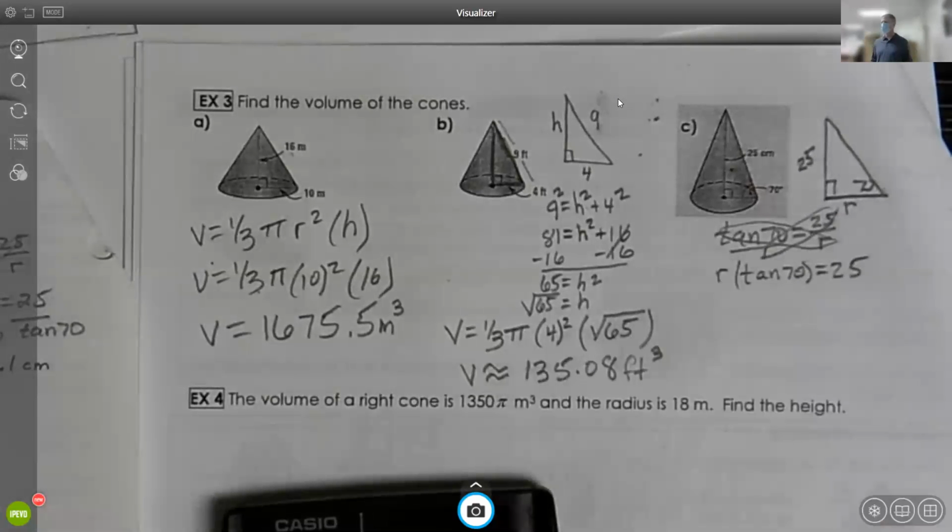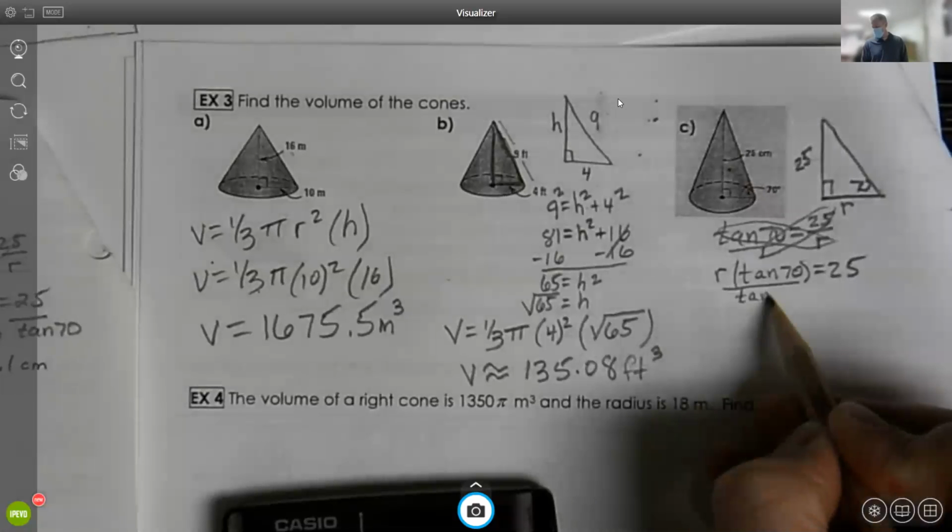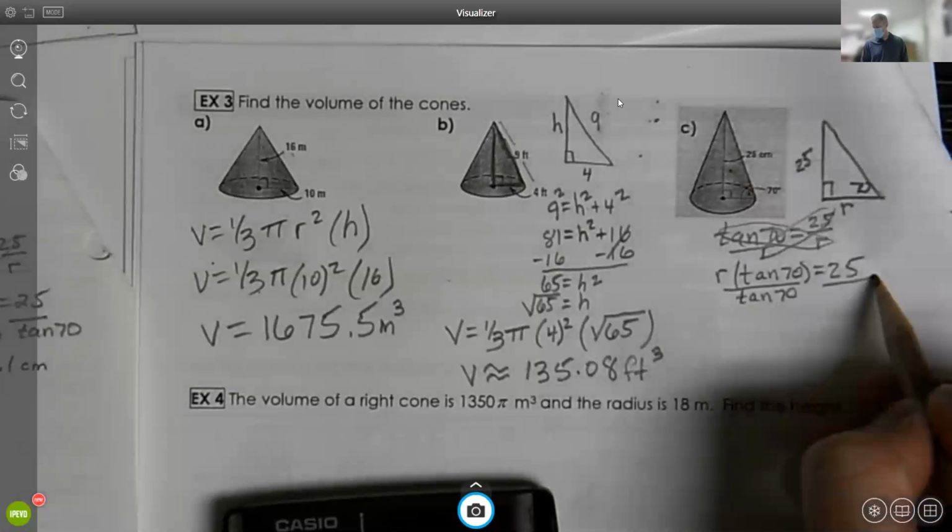Now you're thinking about what you need to do here. What's going to be our next step? Do we just go to the calculator? Do we have to do another calculation? We're going to divide tangent of 70 to both sides.